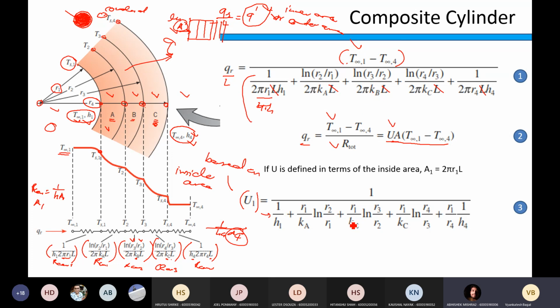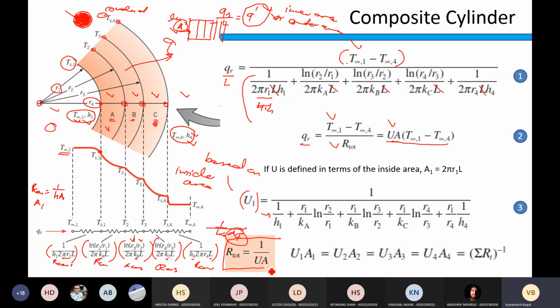Sir, for U1, we are following the same formula, right? U equal to 1 by RA. Exactly, we are using the same formula. Getting me or not? R total is 1 upon UA, right? Sir, there is some confusion about 1 by H1. Are we using R1 A1 plus R2 A2 like this here? No, no, no, no, no.